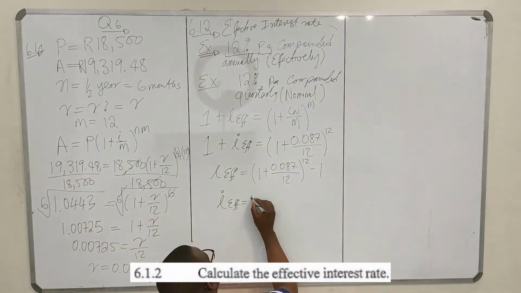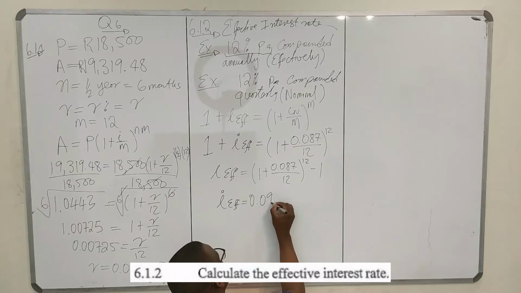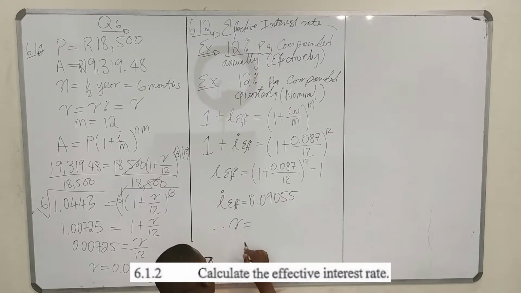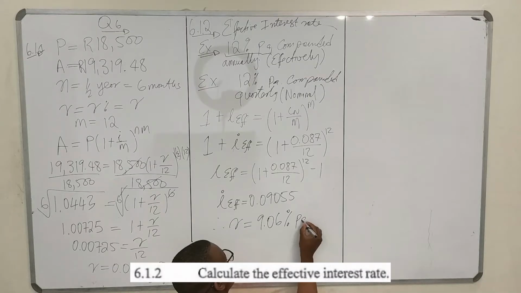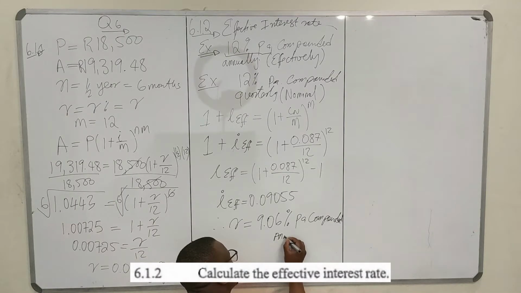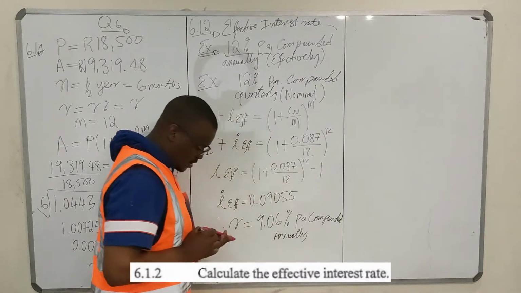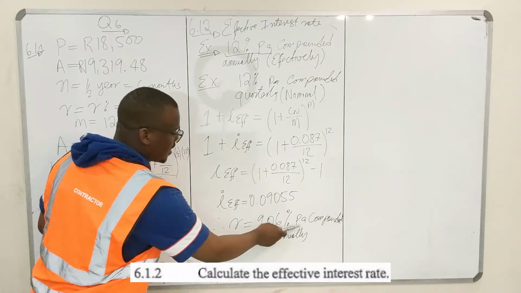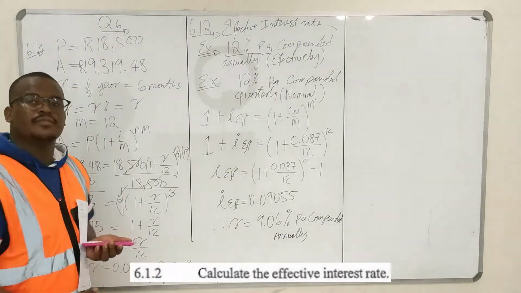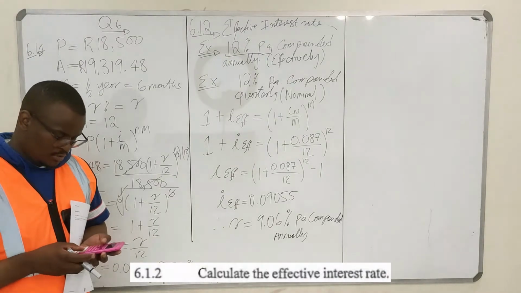So you get 0.09055, right? Therefore, your rate will be times 100. It's 9.06 percent per annum, compounded, what? Annually. Because this is the effective interest rate, so the quoted interest rate and the compounding period should be the same. That is your effective interest rate. So we're done here.